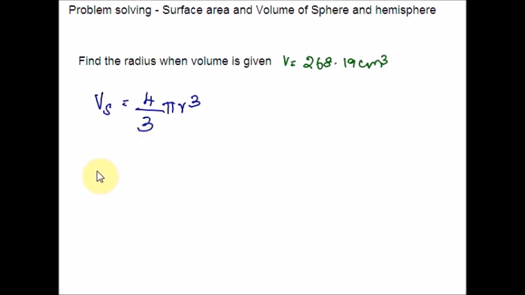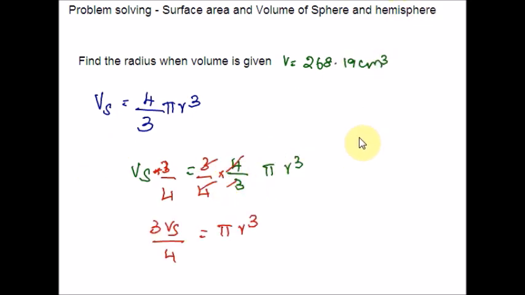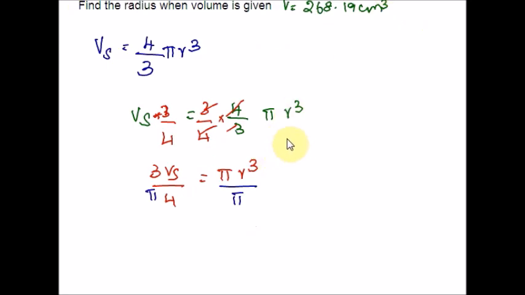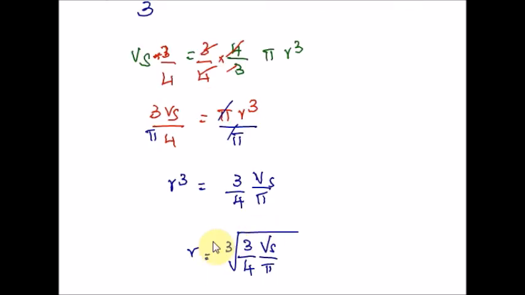So in step 1, multiply the equation throughout by 3/4. Cancel out the common factor. Now divide both sides by pi. Whatever operation you do on one side of the equation, you have to do the same thing on the other side too. Only then the equation will be balanced. So cancel out the common factor. We need to get rid of this exponent 3, so I'm taking the cube root. So this is the formula to find the radius.